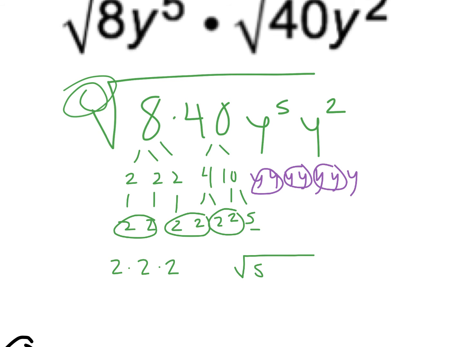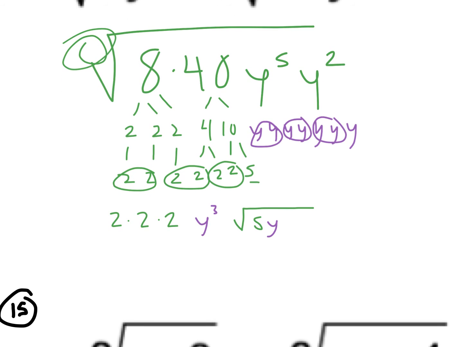So how many y's come to the outside? 3. So this would be y to the 3rd power. How many stays on the inside? 1. So now I just want to multiply everything together. So what's 2 times 2 times 2? 8. So I have 8y cubed square root 5y.